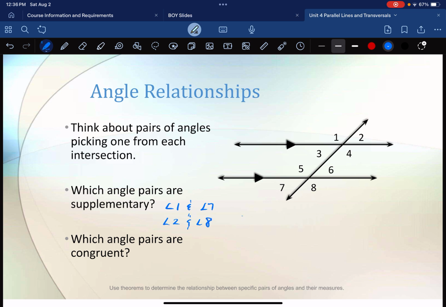Now go inside. Angle 3 and which one? Angle 5 or 6? Well, 3 and 5 would make 180. And 4 and 6 would make 180. Okay. So which angle pairs are congruent? 1 would be congruent to what? Angle 5 or angle 8.